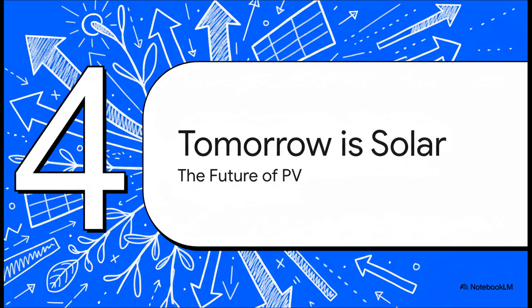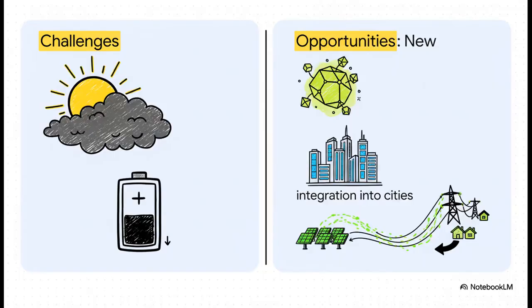So what does the road ahead look like? What's the future for photovoltaics? Well, it's a road with both challenges and incredible opportunities. The biggest challenge is variability. The age-old question, what happens when the sun isn't shining? That's why energy storage is so critical. But the opportunities are even bigger. Perfecting new materials like perovskites, integrating solar directly into our buildings and infrastructure, and completely transforming our energy grid to be cleaner and more resilient.